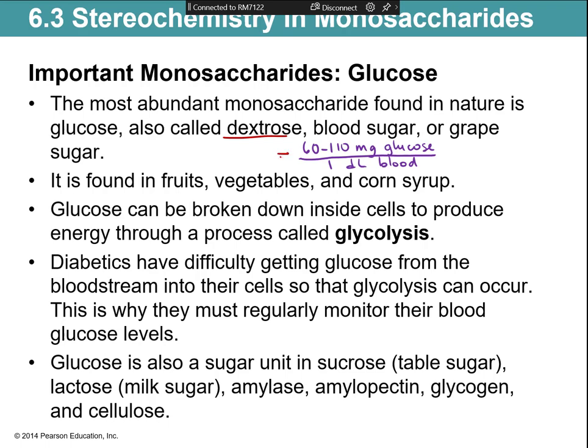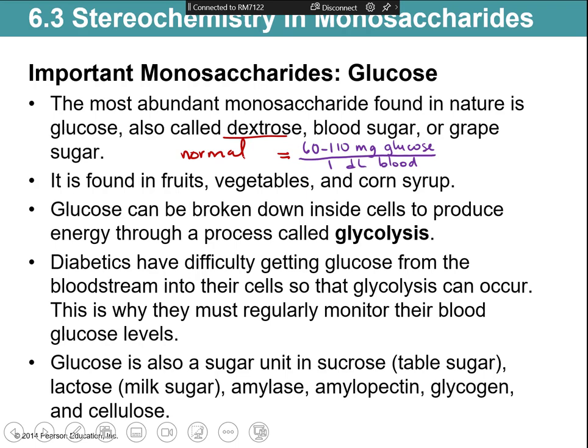Normal blood sugar is a range. So it doesn't have to be exactly something. It's a range. Anywhere from 60 to 110 is considered normal. So if you get up, check your blood sugar at 65, you're good. You get up, check your blood sugar, it's 105, you're still good. You're in that range, okay? Anything in there is considered normal.